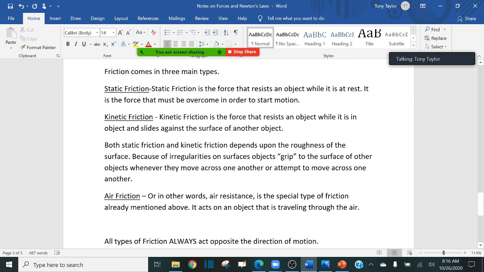Kinetic friction, on the other hand, is the force that resists an object while an object is in motion and sliding against the surface of another object. Okay, so remember that. Now, guys, both static friction and kinetic friction depend upon the roughness of the surface. Because of irregularities on the surface of objects, objects grip to the surface of other objects while they move across one another or attempt to move across one another.